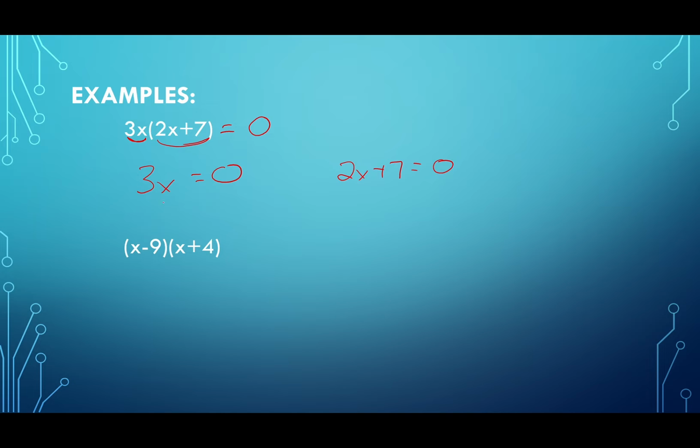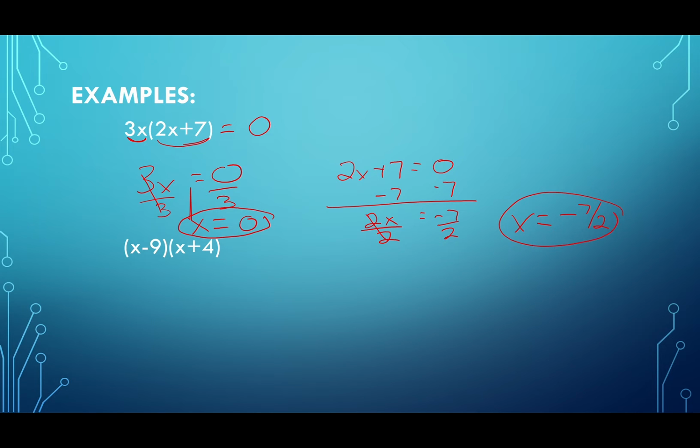Here, if I just do 3x equals 0, solve this, divide by 3 on both sides, I would get that x equals 0. My other possibility, we're going to be subtracting the 7 from both sides and then dividing. It doesn't equal 0, it equals -7. And then dividing by that 2, x would equal -7/2. So here are my two possibilities. x could either equal 0 here, or it could equal -7/2. Both are possible, and both would be the answers that we give.